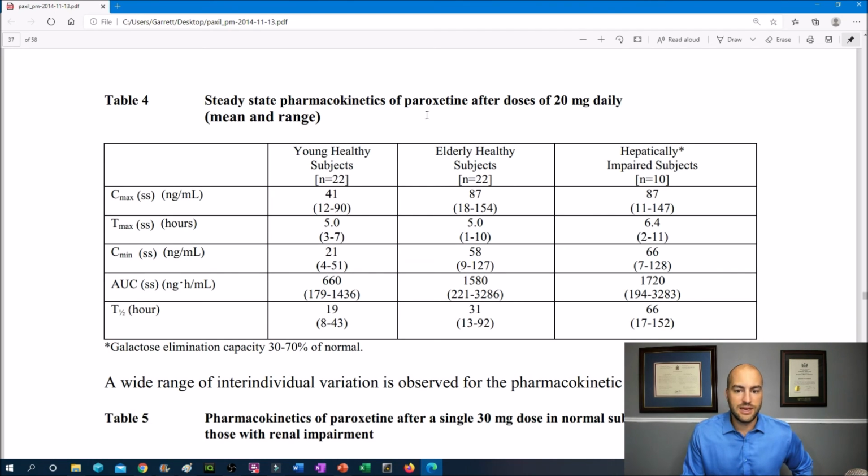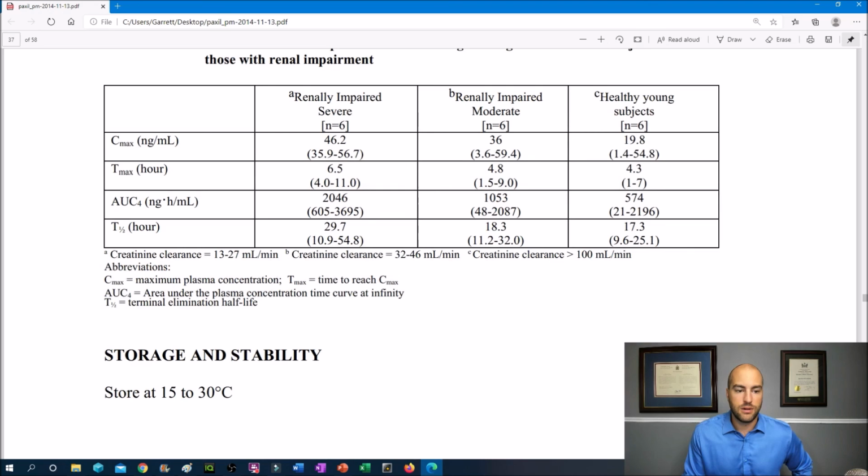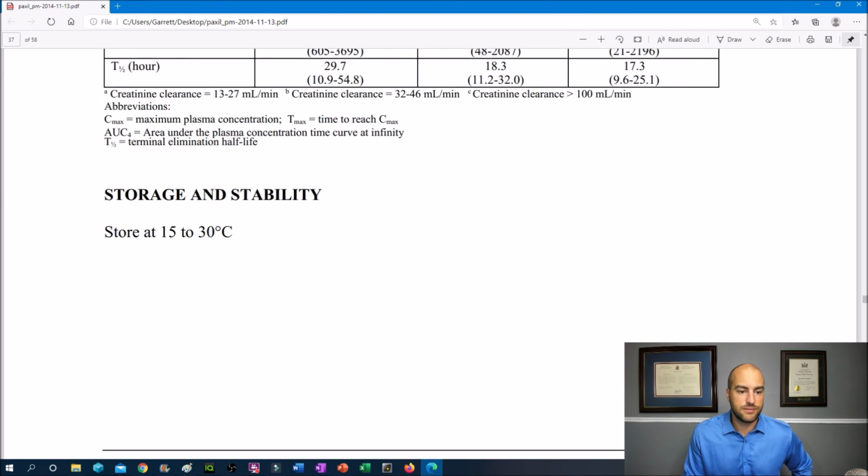Steady state pharmacokinetics of paroxetine after doses of 20 milligrams daily. So we'll just talk about the half-life here. In young healthy subjects, 19 hours. The half-life would be the amount of time it takes for the concentration of the medication to decrease by half in your body. So after 19 hours, it would decrease by half. In elderly patients, that's up to 31 hours. And people that have impaired liver, it would be 66 hours. Again, therefore a lower dose.